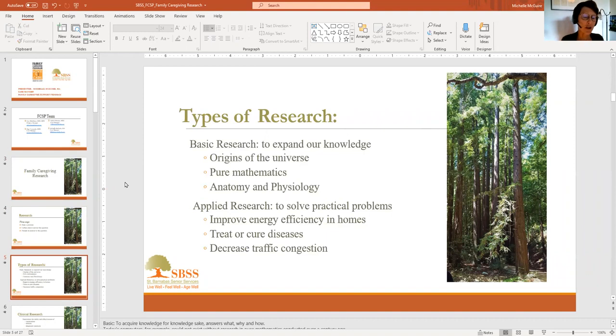Basic is to acquire knowledge for the sake of knowledge. It answers what, why, or how. One example would be our computers today. They wouldn't exist without the basic science of math that was done centuries ago. And that's the same with anatomy and physiology. The basic science that was done centuries ago has informed the medical science that we have now. And applied research is used to solve practical problems. For example, improving energy efficiency in homes, treating or curing diseases, decreasing traffic congestion, etc.